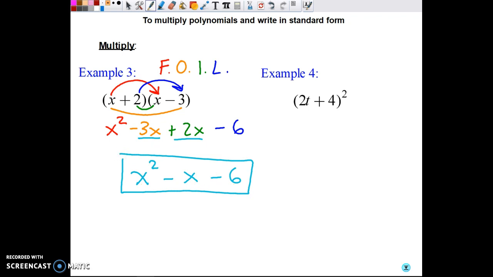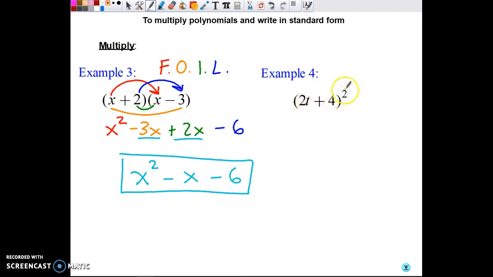That's just one way to multiply. There is a second way I can multiply, and I'll do that in example 4. In example 4, I have 2t plus 4 to the second power. I have a linear binomial, because there's 2 items that makes it binomial. It's linear because t is being raised to the first power.